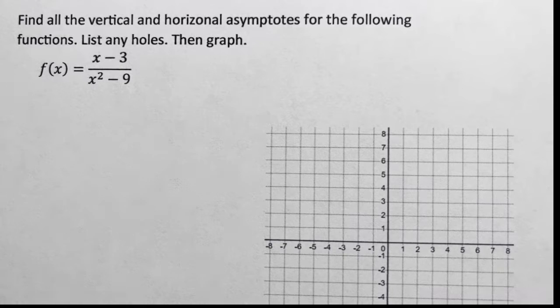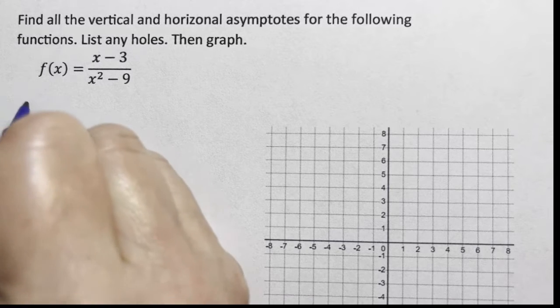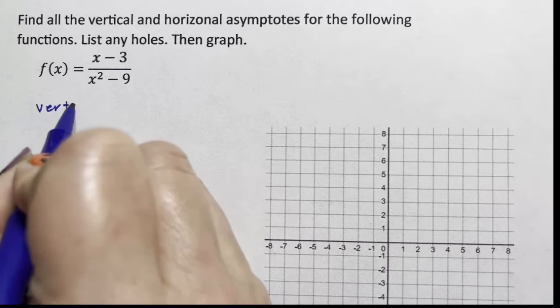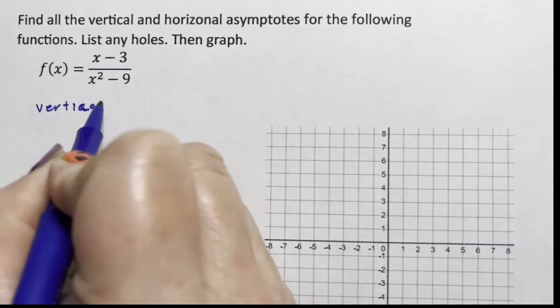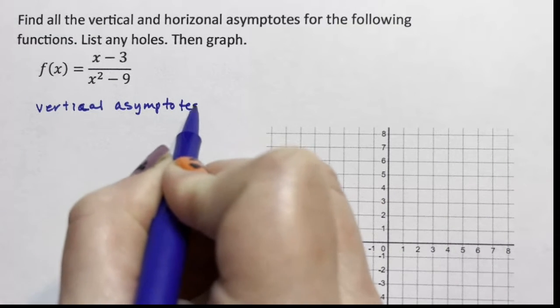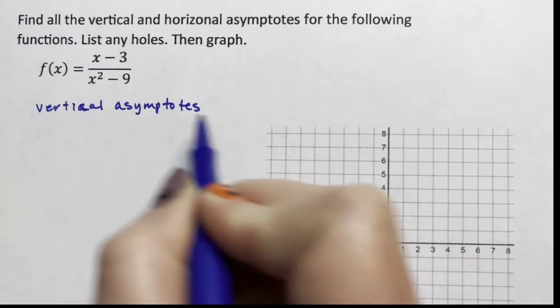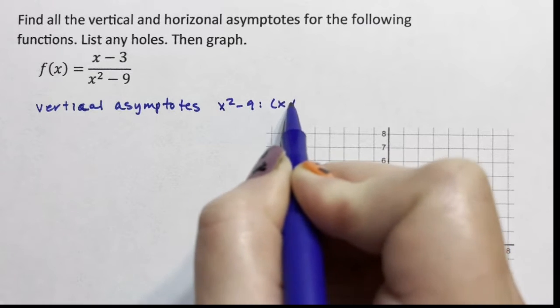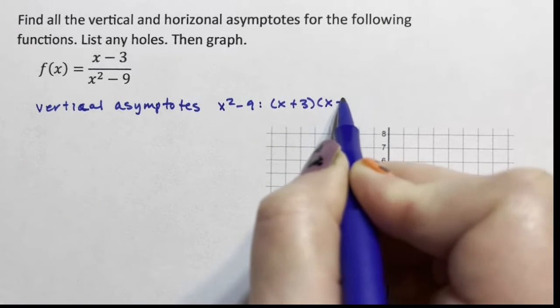When I do a rational function, I always start with the denominator. This is where we find the vertical asymptotes. So I say x squared minus 9 is x plus 3, x minus 3.